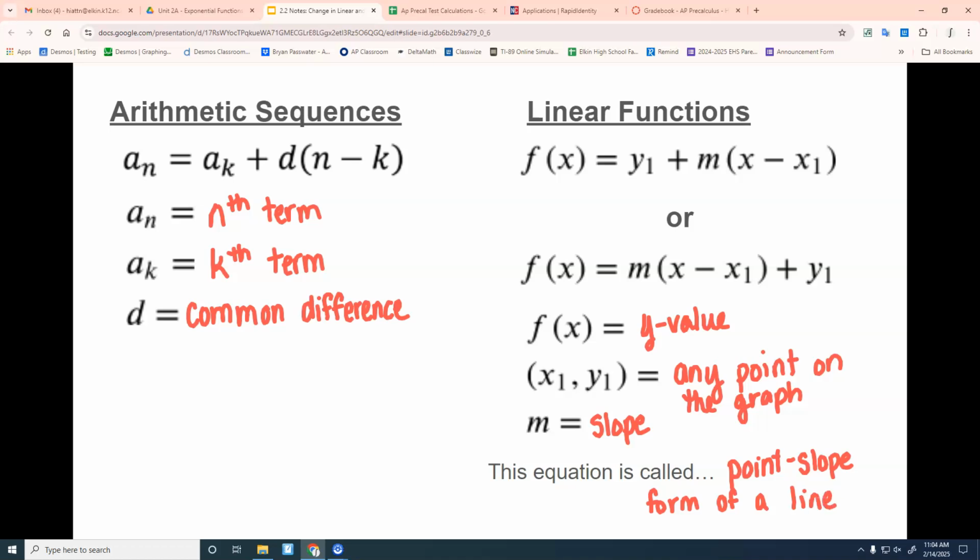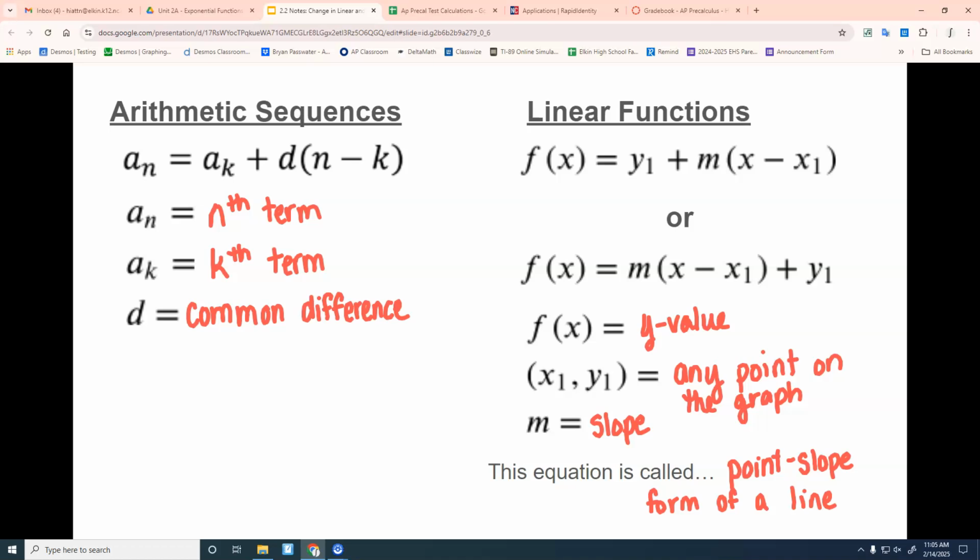So slope intercept is the one everybody always remembers. Y equals mx plus b. It's like the one thing kids remember from Math 1. That is called slope intercept because the m is your slope, the b is your y-intercept.